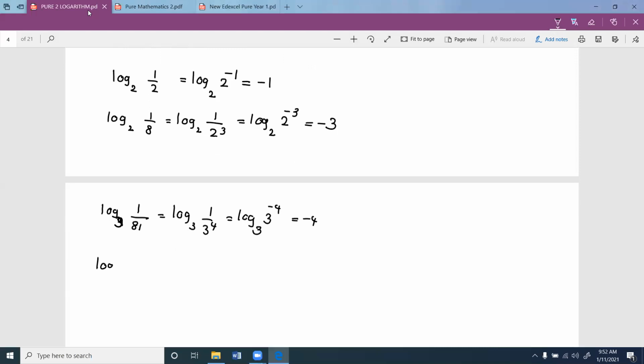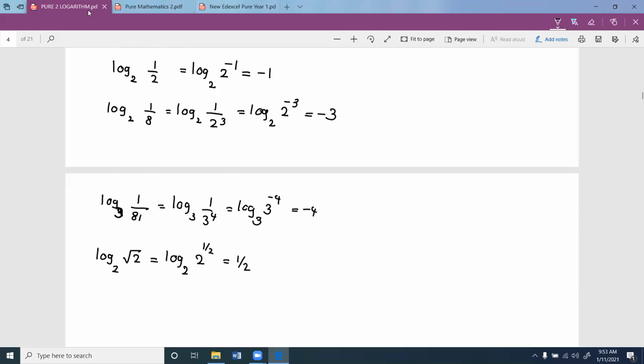If I ask you a question like this, log 2 square root of 2. Square root of 2 is 2 to the power what? Yes, it's half. That's great. 2 to the power half. Very good. Then what is the answer? Answer is half. That's great.